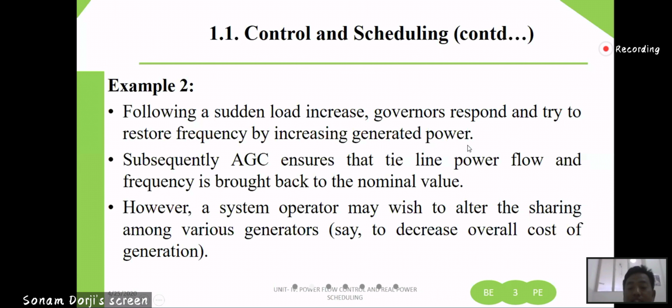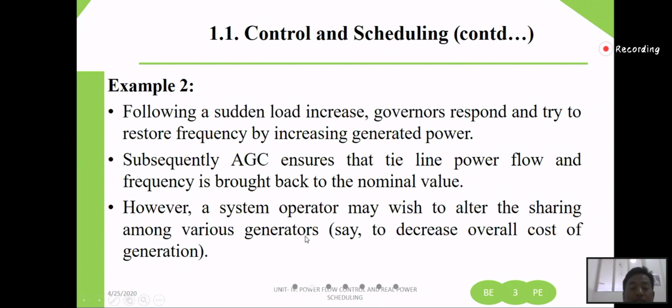At the same time, if there is a tie line, power flow will also be regulated and then brought back to the nominal one, by AGC. However, our system operator may wish to alter the sharing among generators, say to decrease the overall cost of generation. So now there is a flexibility for the system operator to alter the sharing among various generators, when to generate, and so on. If you generate from all generators, or if all generators are in operation, your cost might be very high.